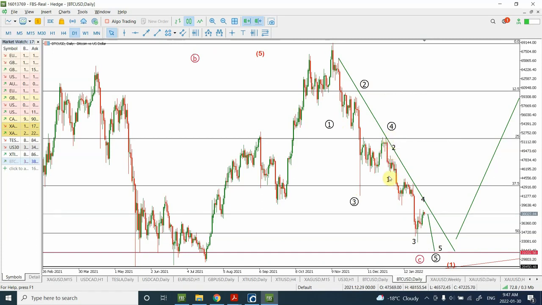So we have completed wave 1 and wave 2, and then we have even subdivided wave 3. This is even subdivided, and right now we have completed wave 4 of this particular degree, and after that we are heading downward. In that case, our target for wave 5 is going to be $31,000.